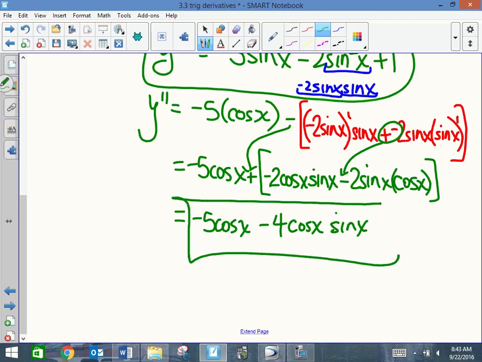Just kind of a hint, this is y double prime. When you have a term, if you write it in the same order, like maybe alphabetical, like xy instead of yx, you'll recognize that they're the same quicker. Sometimes you don't recognize it if it's not written in the same way.